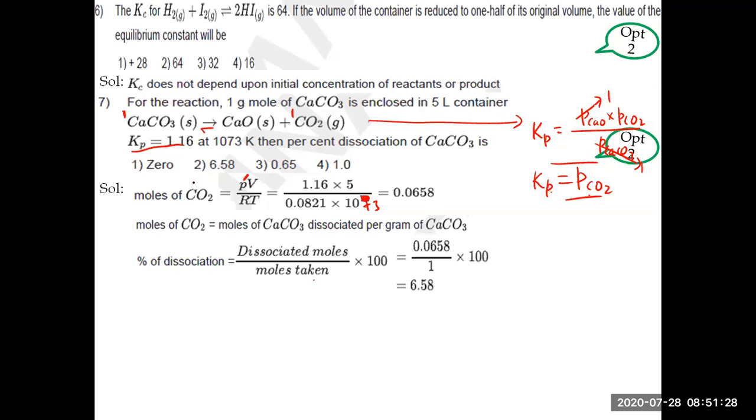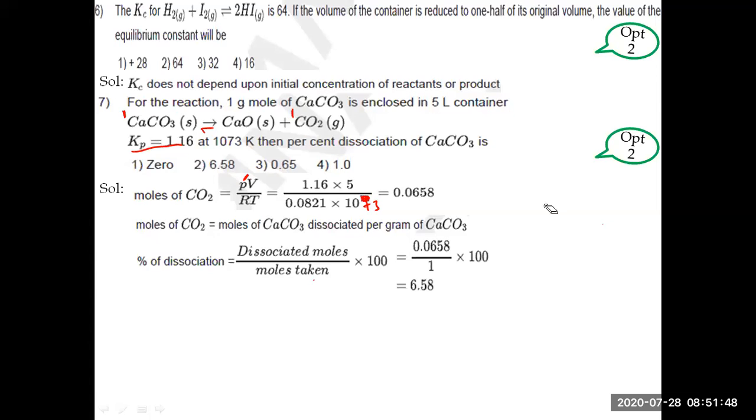Those who have done correctly, I think you people would have simply considered this Kp value as pressure. Did you reason it out like this? No problem. Anyway, you have done correctly. If it is done, let me know. I'll proceed with the next question. Done, sir. Okay, thank you. We'll proceed.